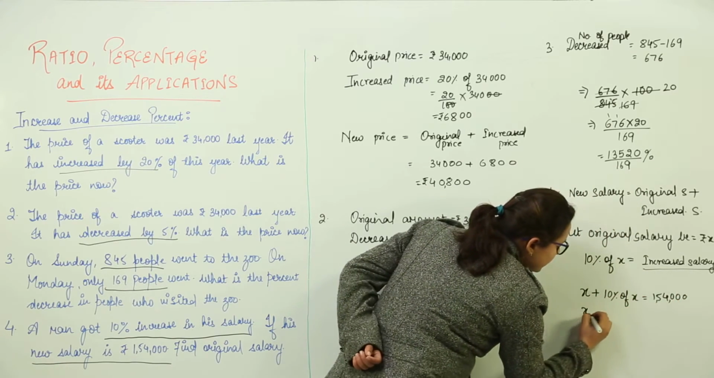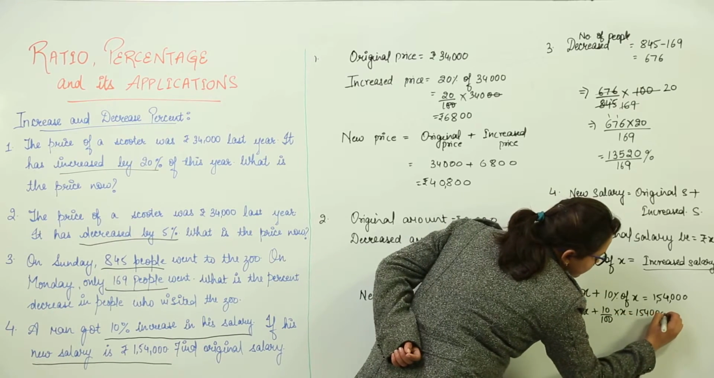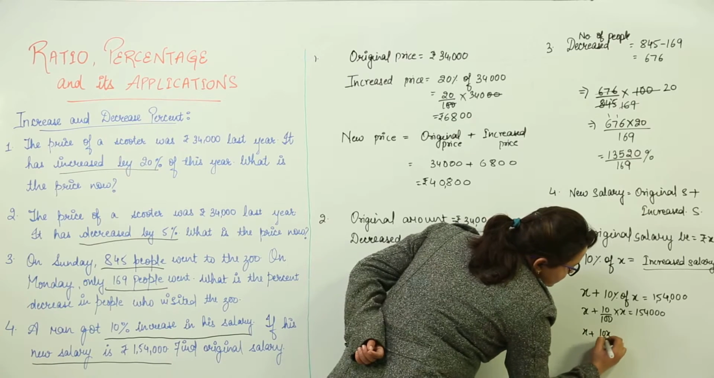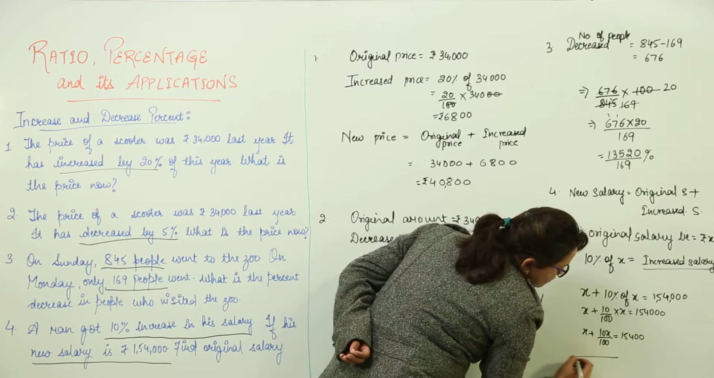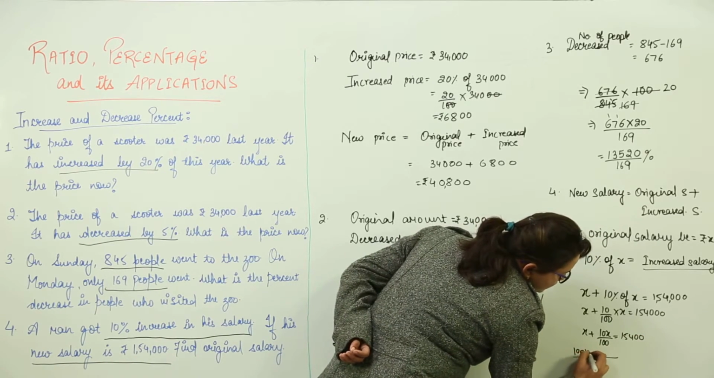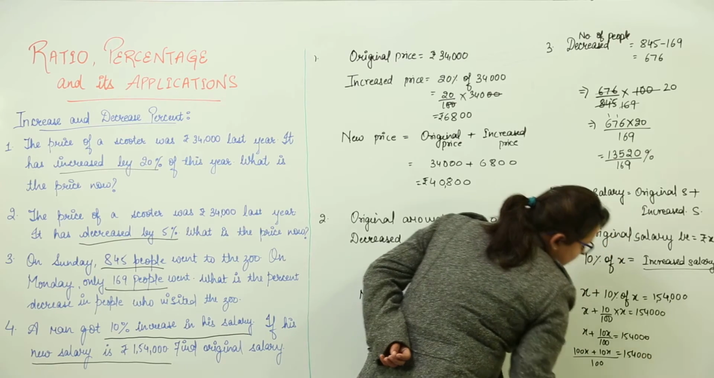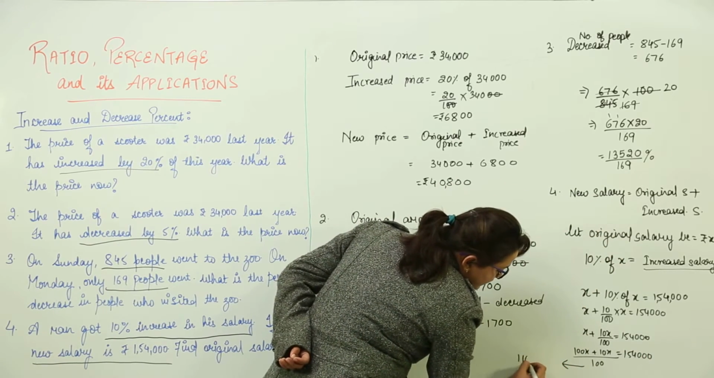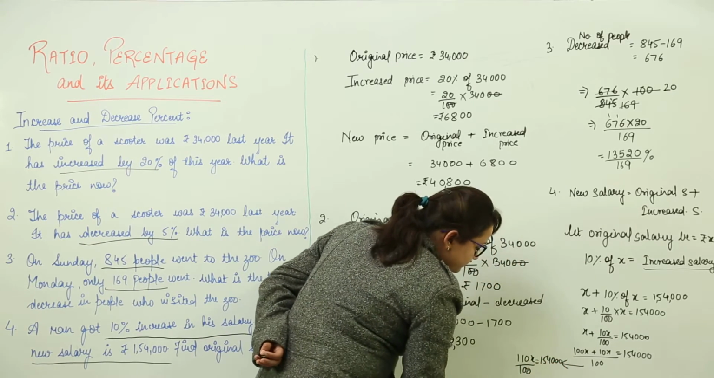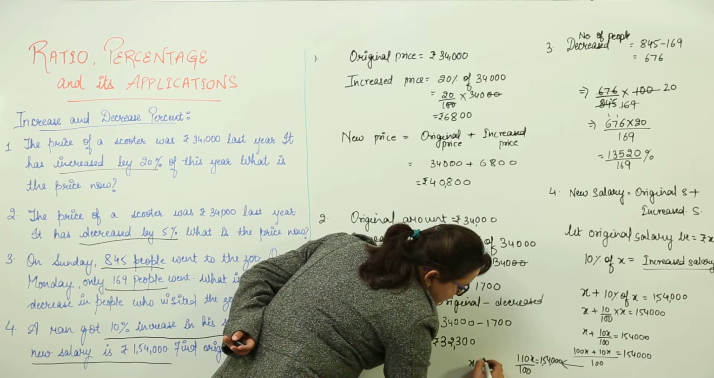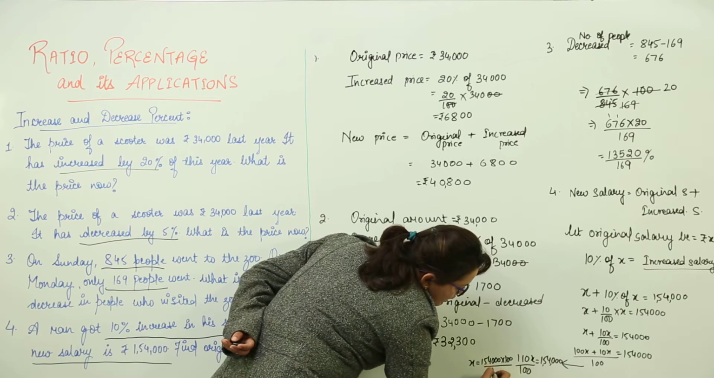Now solving this, we get X plus 10 over 100 into X equal to 1,54,000. Simplifying this, we are left with X plus 10X upon 100 equal to 1,54,000. Taking out the LCM on the left hand side, we get 100X plus 10X upon 100 equal to 1,54,000. Now solving this further, we would get 110X upon 100 equal to 1,54,000. Now further solving would give us X equal to 1,54,000 multiplied with 100 whole upon 110.